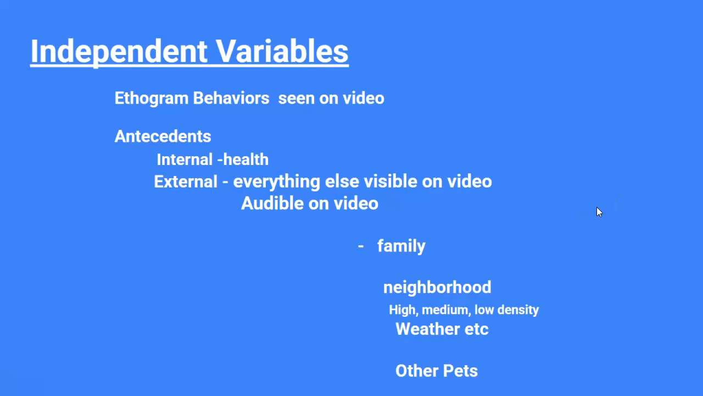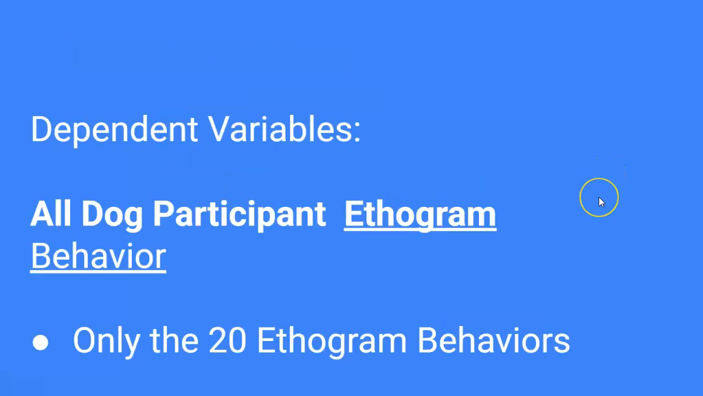So the independent variables are the antecedents, just about everything: family, house, weather. The dependent variables are the behaviors and how often they're happening. So the dependent variables are all the behaviors that the dogs show on video, and we're going to have those drawn into an ethogram so that we know what 20 behaviors we're looking at. We can't look at every behavior, but we need to look at the 20 most obvious, most important behaviors.